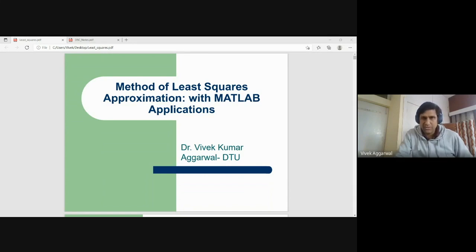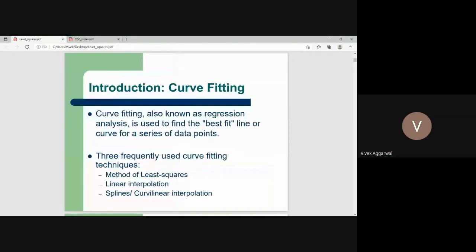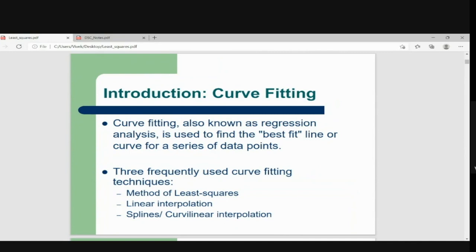First we'll discuss how the least square method is being used, and then we'll also discuss the mathematical code, how we can implement this using MATLAB or Octave. Now you know that this is also used for curve fitting. So this is the introduction, the curve fitting.